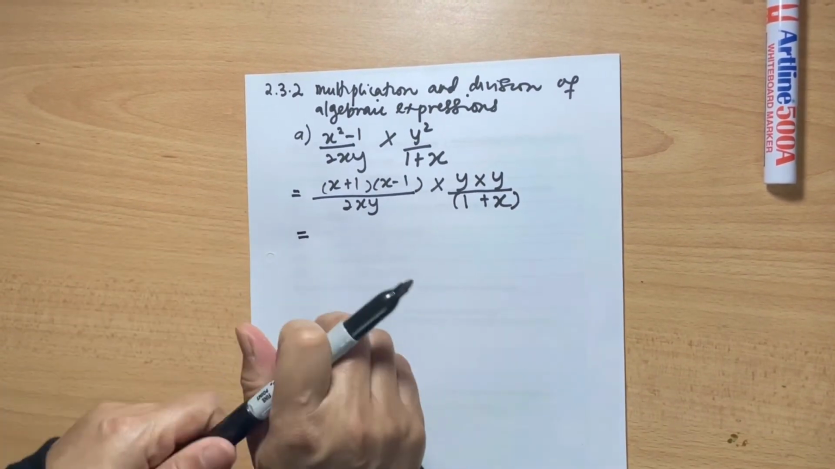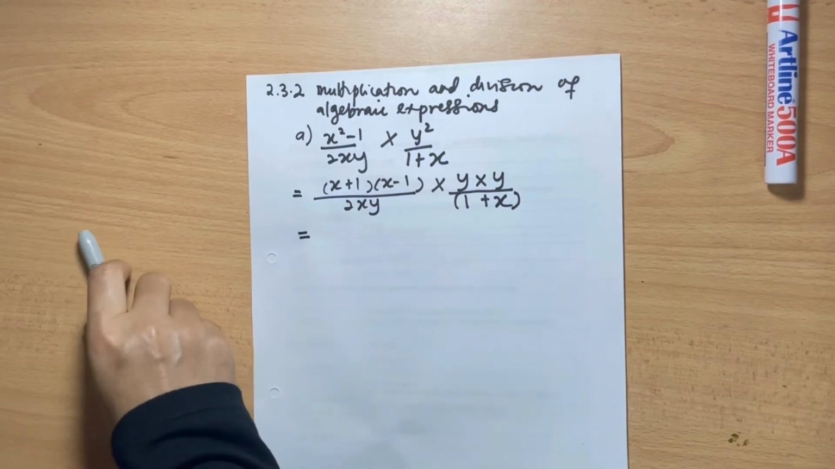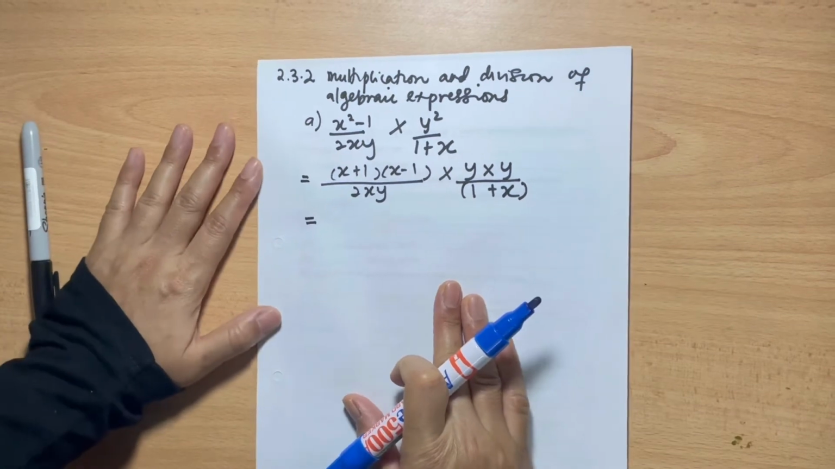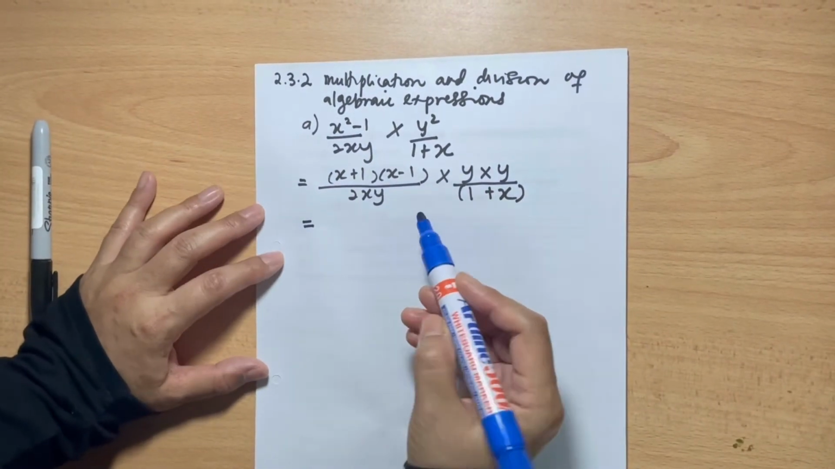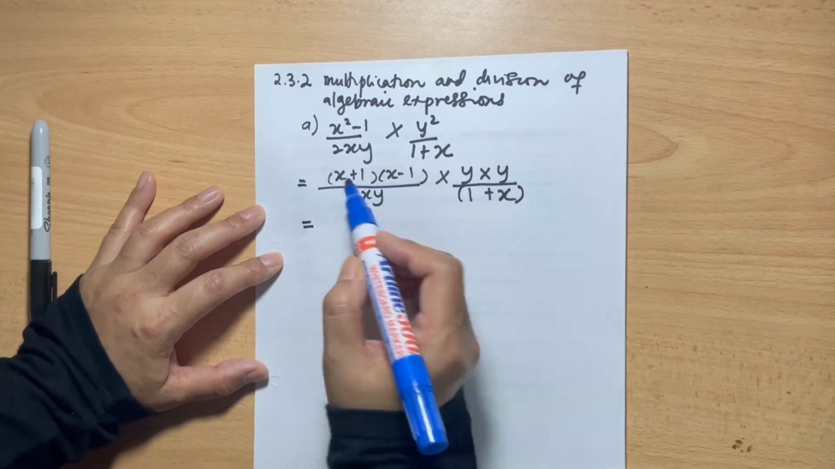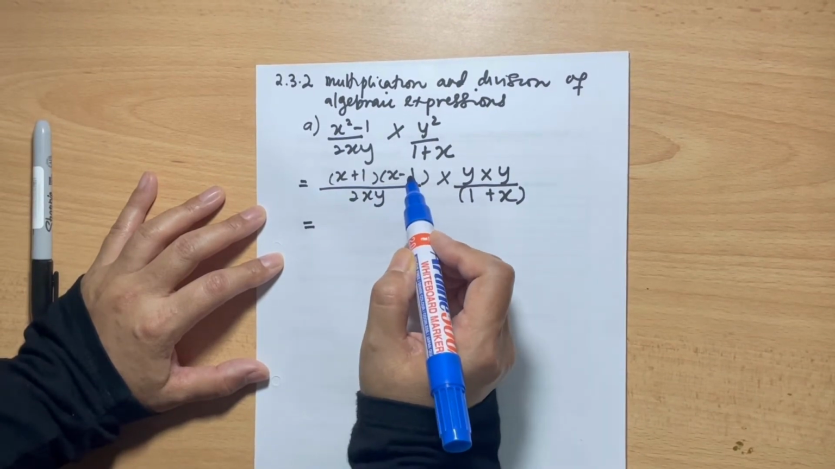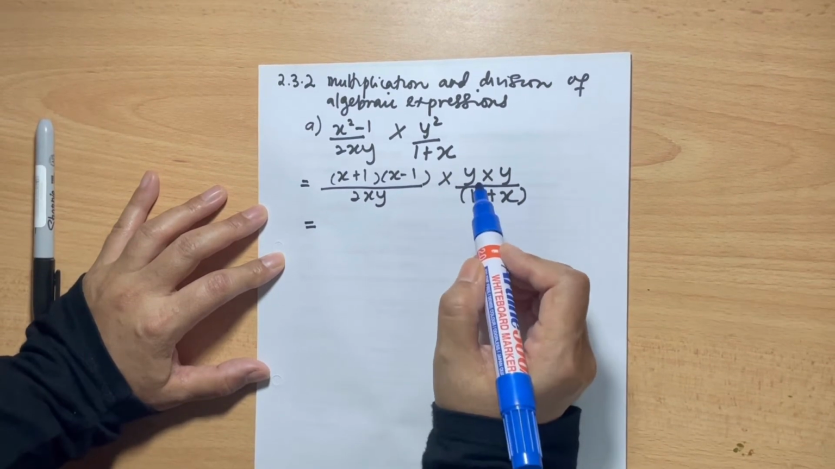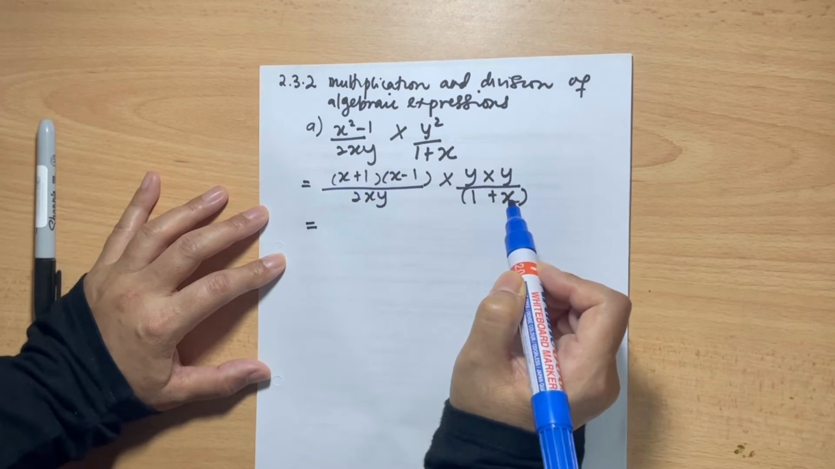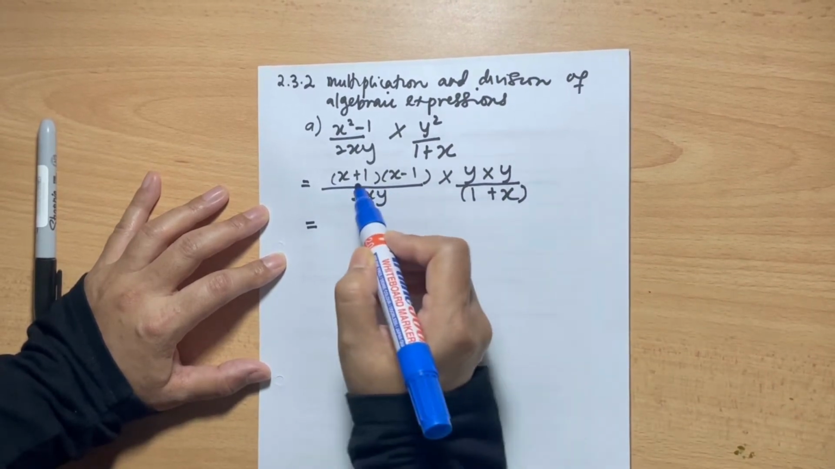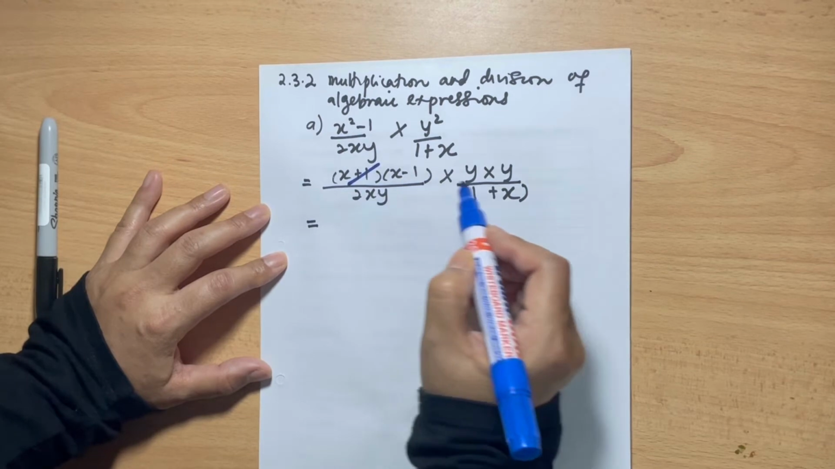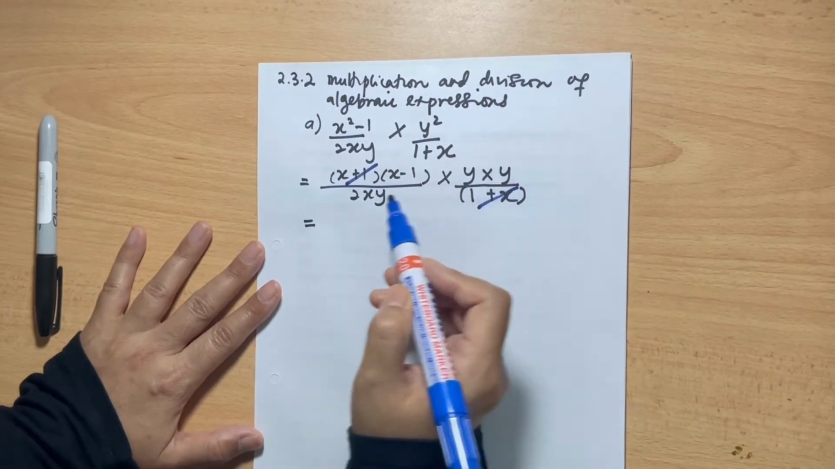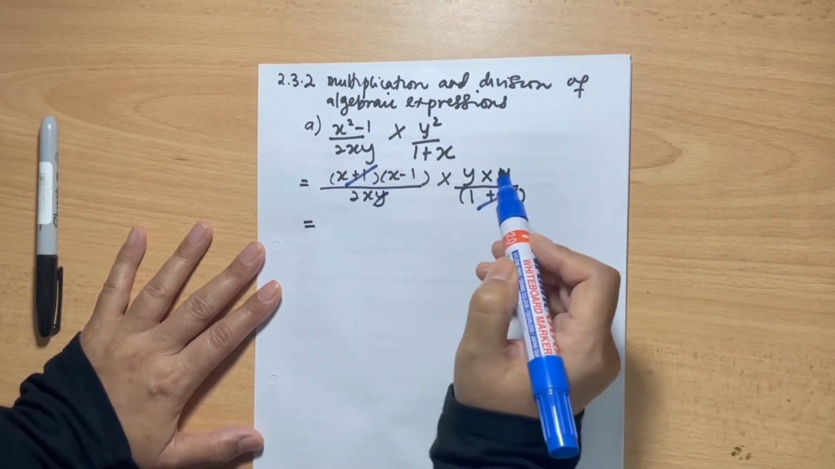Right, so what we do is the cutting. Cutting means that we are going to reduce the value. Alright, so we look at the first one. This is x plus 1, this is x minus 1. So we compare with the algebraic expression here, y and y over 1 plus x. So we're going to do the cutting. 1 plus x and x plus 1 are the same thing, so you cut this. And then we have y and y. This is 2xy, so we can cut one y.